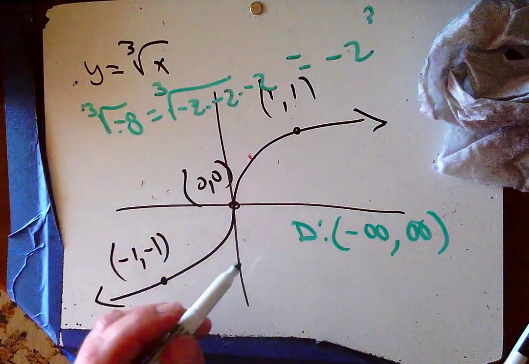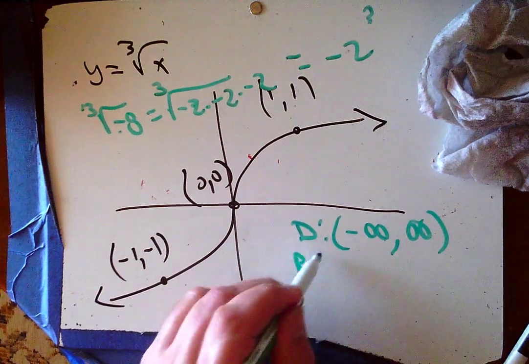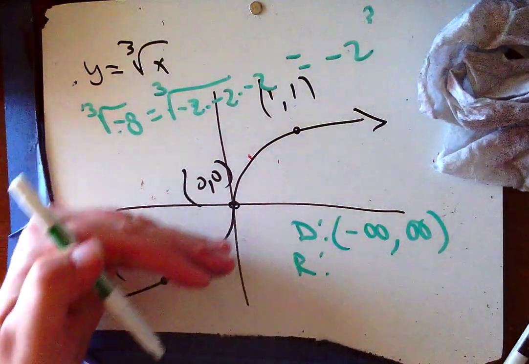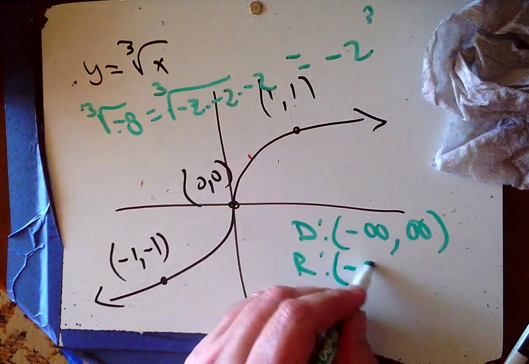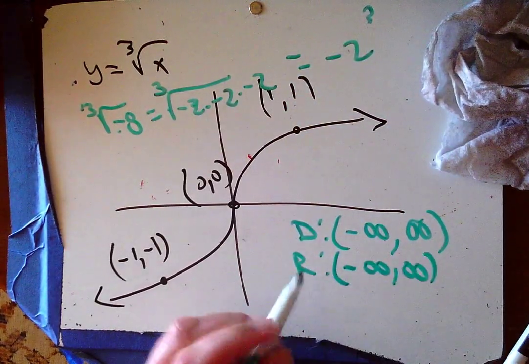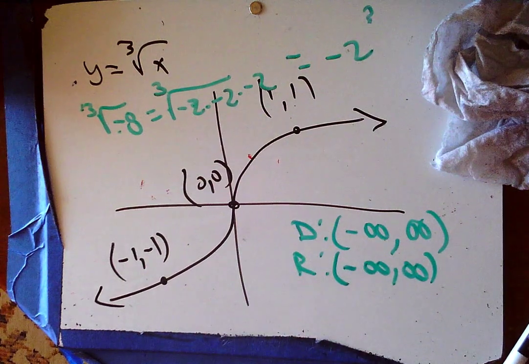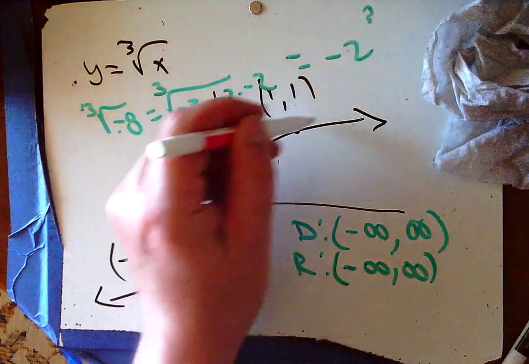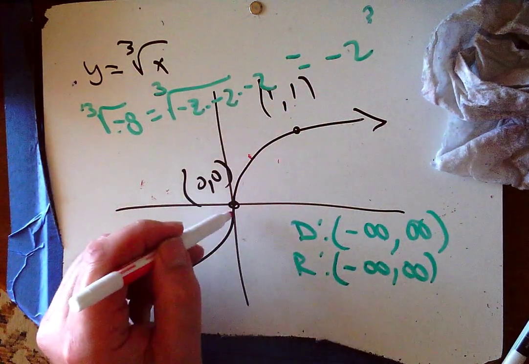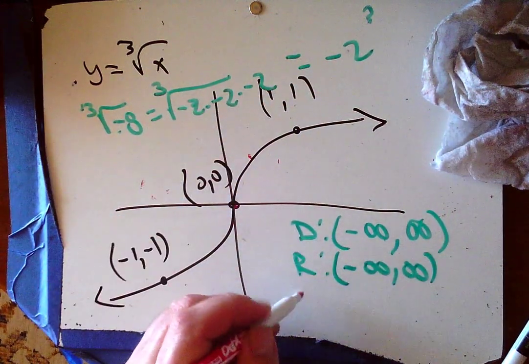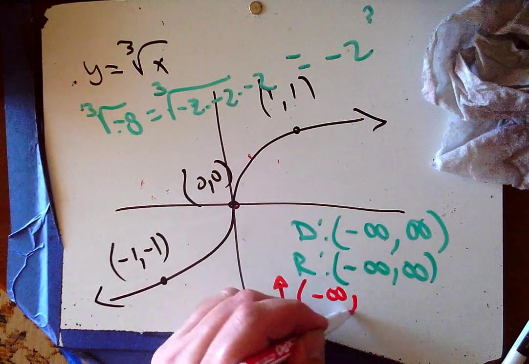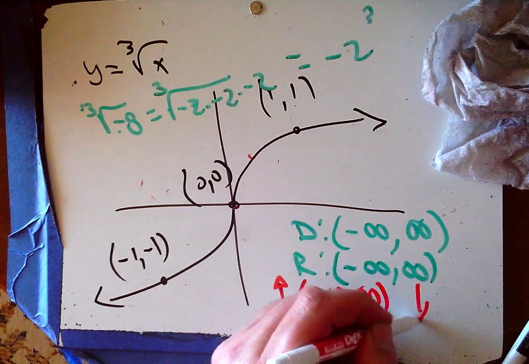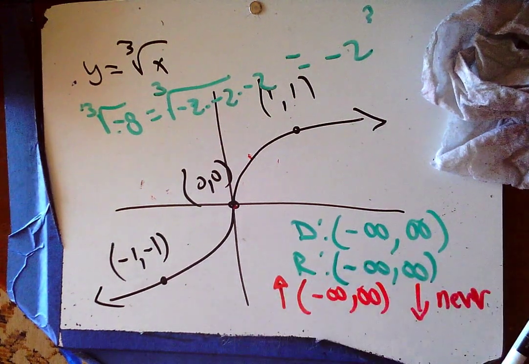Okay? So what about our range? Well, our range, this is going to go down forever. This is going to go up forever. So negative infinity to infinity. And then we need to talk about increasing and decreasing. Well, this graph has a positive slope everywhere. Here at x equals 0, there's an infinite slope. So I'm going to say increasing, negative infinity to infinity, and decreasing, never. Okay?